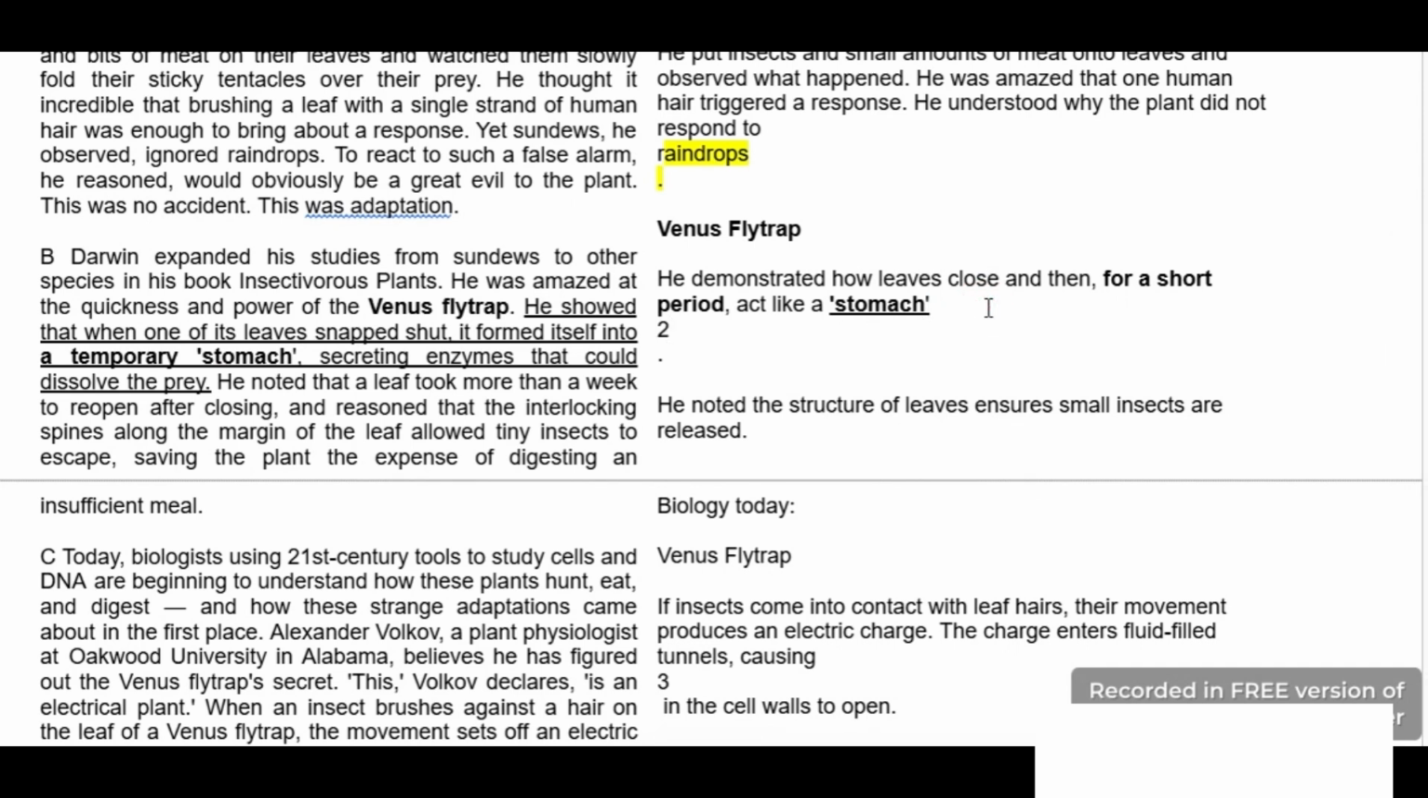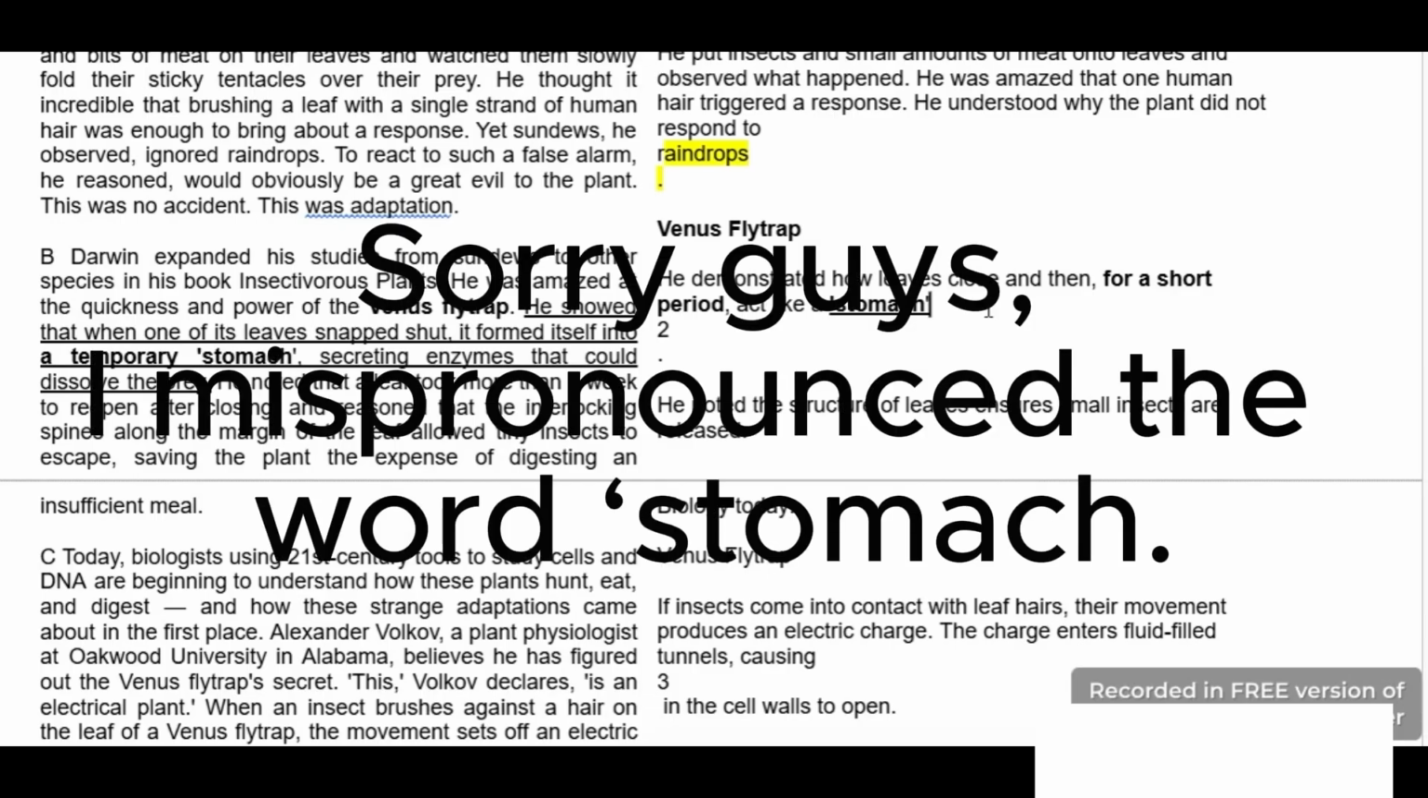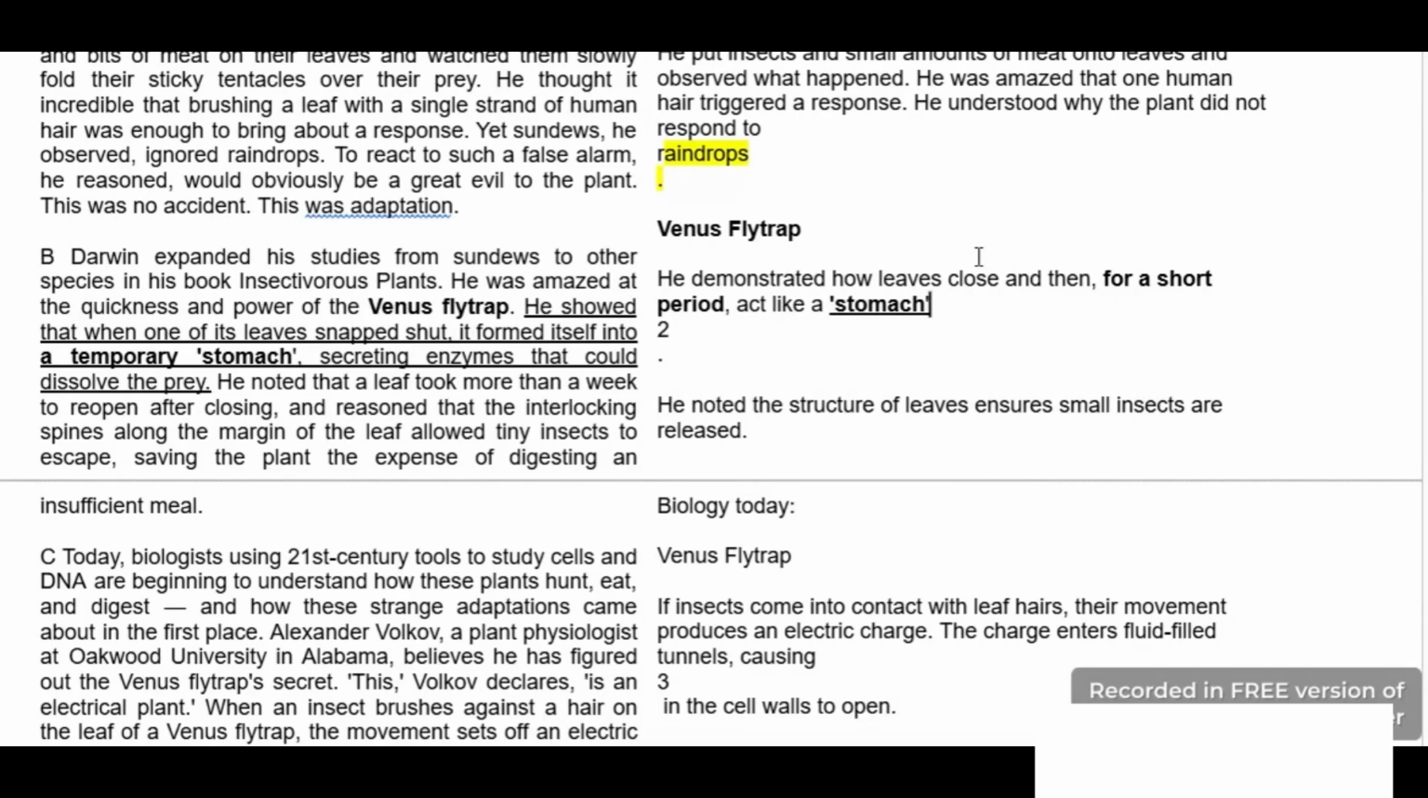So why is it correct? The passage literally uses the word stomach, and in context, the leaf secretes enzymes and digests the prey, just like a stomach does in animals. Temporary matches the phrase for a short period in the question.